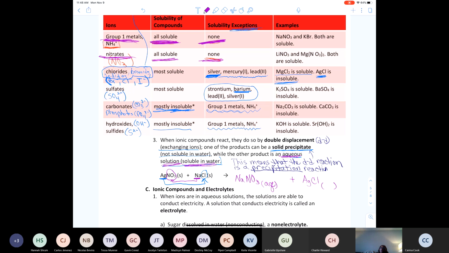What about silver chloride? Is it soluble in water? We need to look at this rule for chloride. Most of them are. Are there any exceptions? Yes, if it's paired with silver, mercury, or lead. There's silver paired with the chloride. So is silver chloride soluble, or is it a solid precipitate? AgCl is not soluble, so it will be a solid precipitate. So that's how you take a look at two ionic compounds reacting together, do the exchange of ions, write your two products, and then consult the solubility rule table to see if one of those products is a solid precipitate.